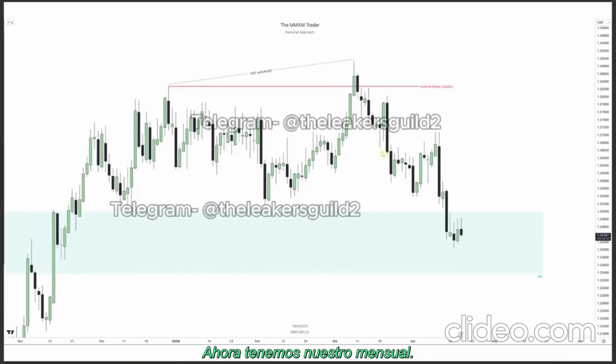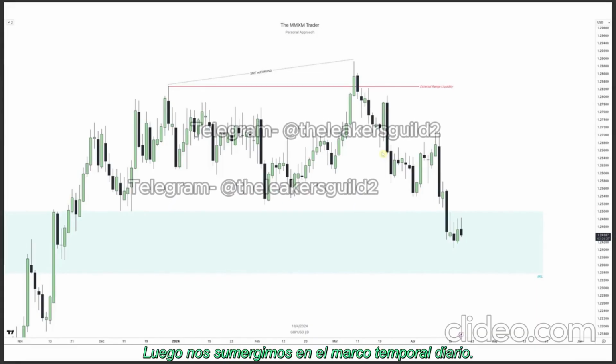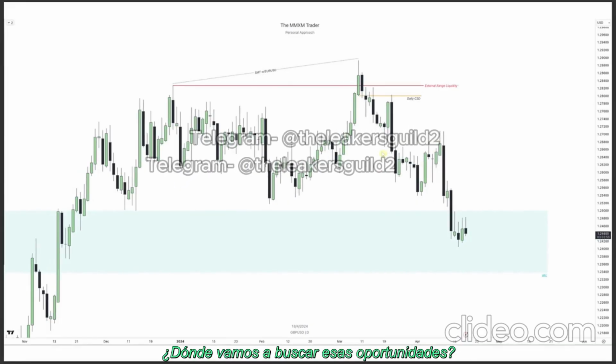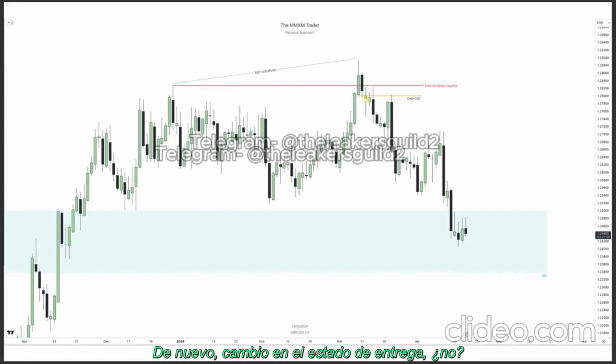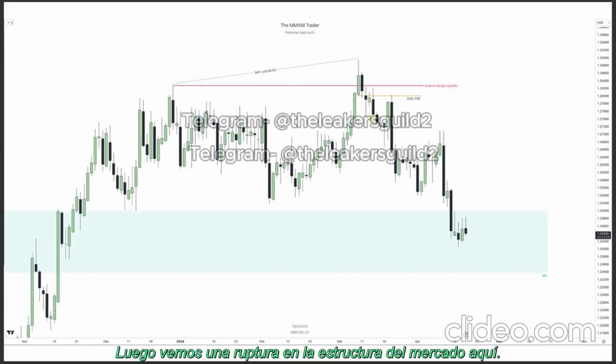So now we have our monthly, we know what our weekly looks like. Then we dive into the daily time frame. Where are we going to be looking for those opportunities? Again, change in the state of delivery, right? We run an old high, the SMT confirms it to be high probability. Then we see a break in market structure down here.